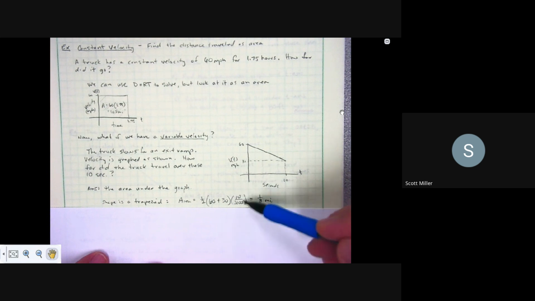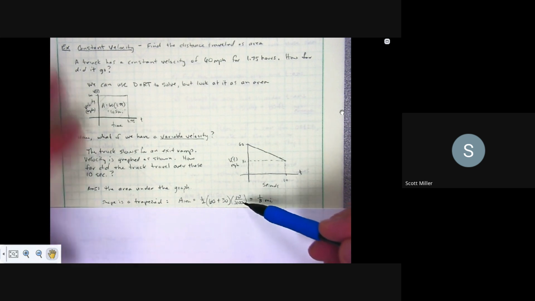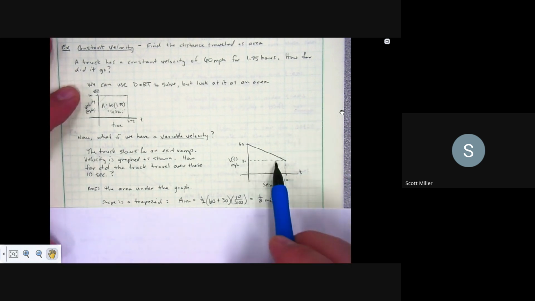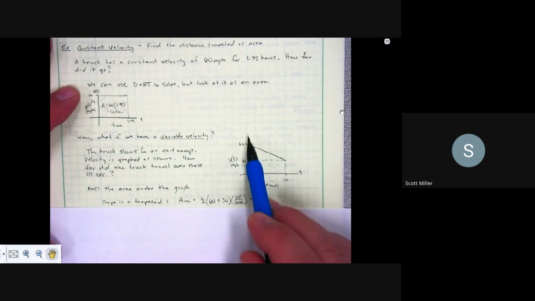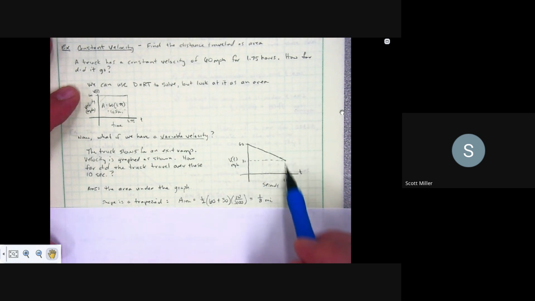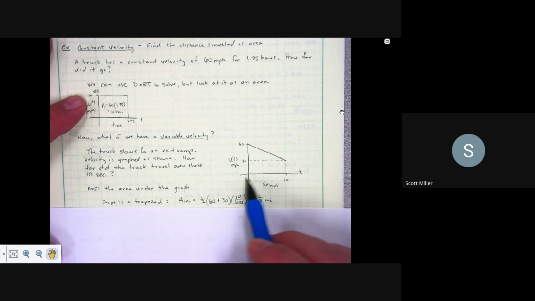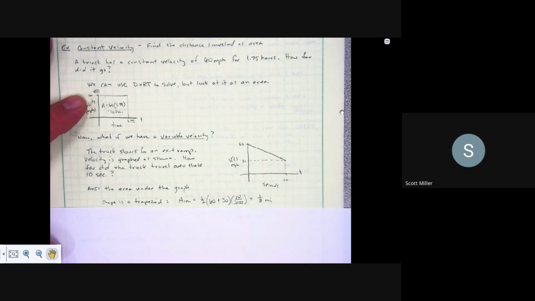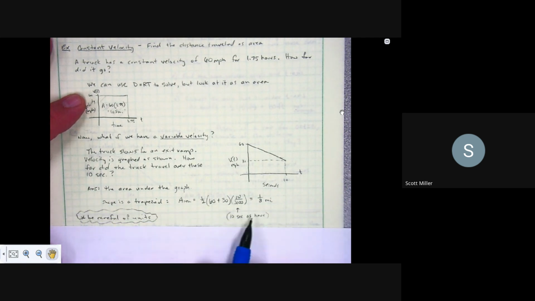And that's this part right here. So there's 3,600 seconds in an hour. So 10 seconds is 10 out of 3,600. This base right here is 60. This base over here is 30. And so you add those together, cut it in half, and then times it by this height. And I get 1/8 of a mile. That's how far it traveled. Okay, so be careful of your units, and that is 10 seconds as an hour, so you know. So that's what we're talking about.